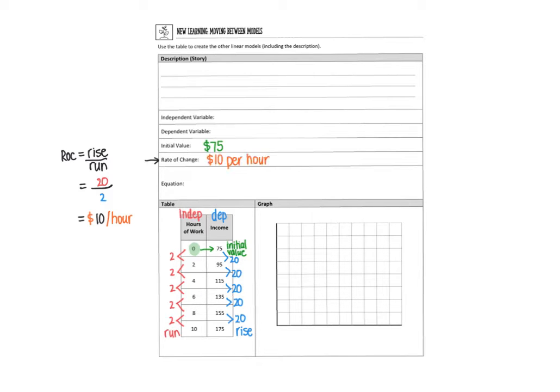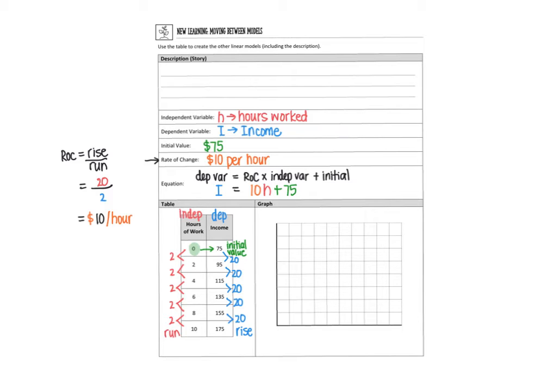This is our rate of change, and now we can use the rate of change along with the initial value to create the equation. Our dependent variable can be I for income, and our independent variable will be H for hours worked. So our equation will be I equals 10H plus 75.